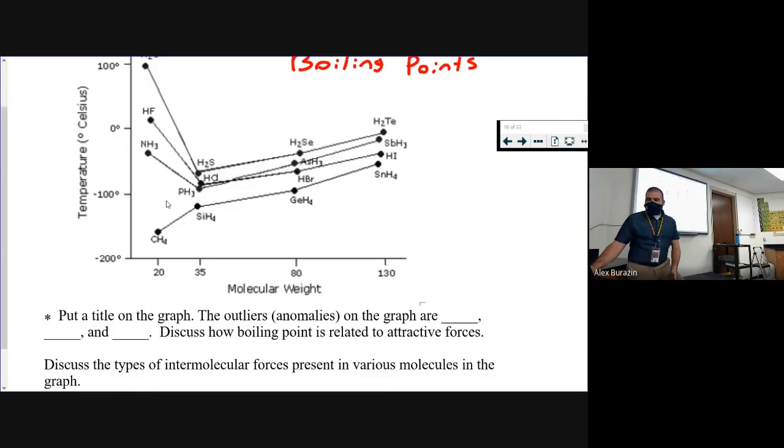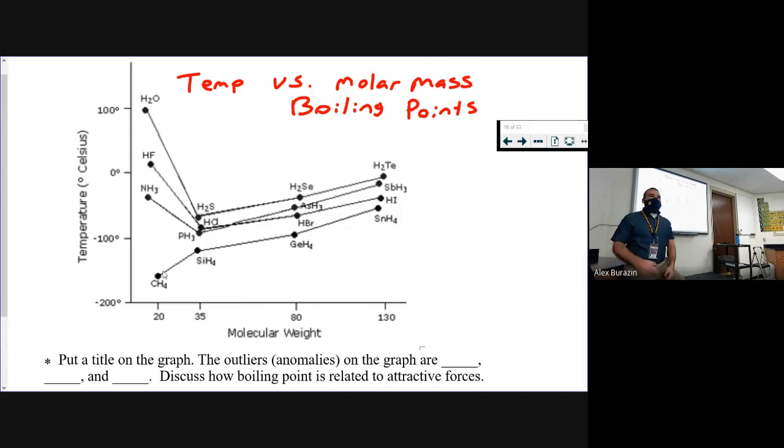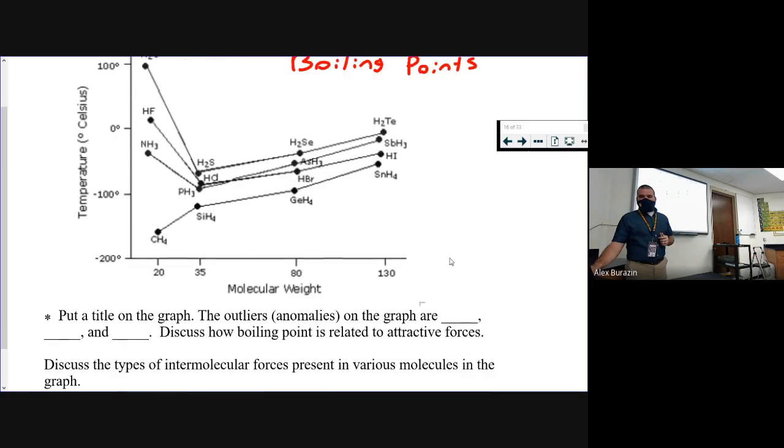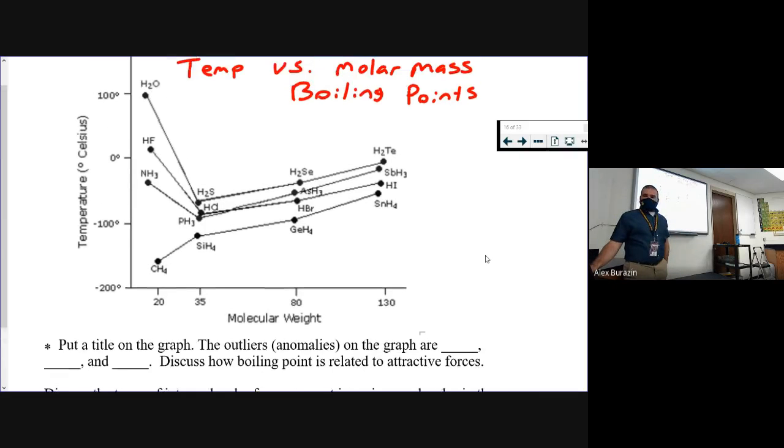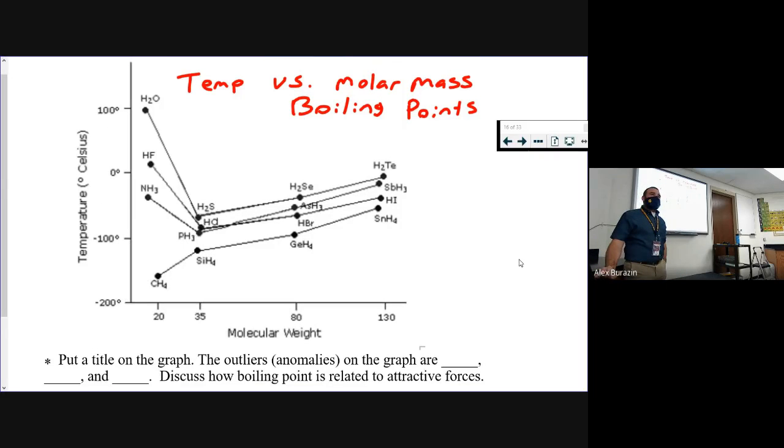Okay, now there's some outliers on this graph. You see how the general trend is like you go left to right, and it's just kind of a gradual increase, right? We got 3 little data points that aren't really hanging out where we would expect them based on that trend. What are the 3 outliers that we have going on here? Where are the 3 data points that aren't really fitting in with the rest of this stuff? These 3 guys, right? What are the water, HF and NH3, what are these 3 doing compared to the rest?